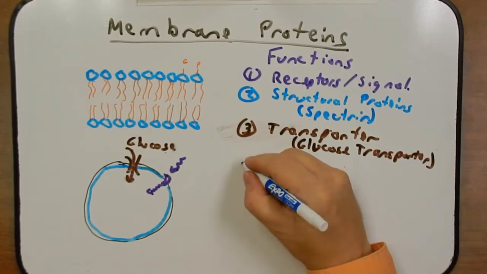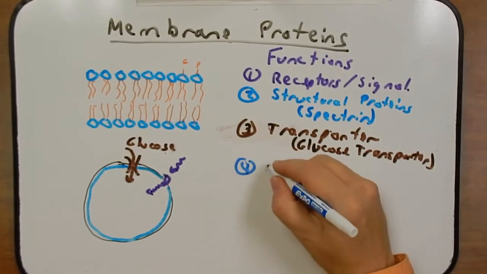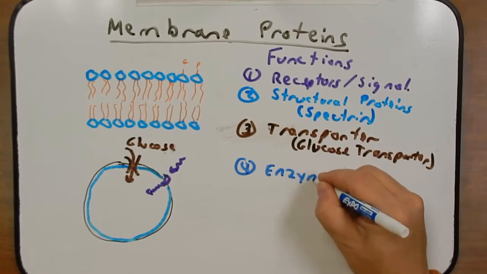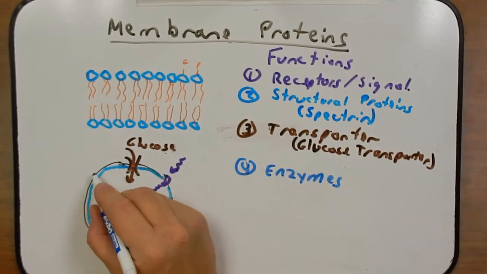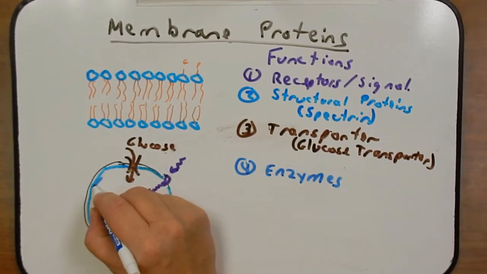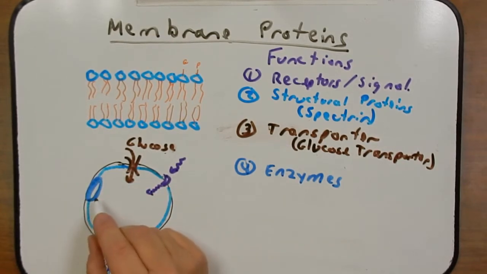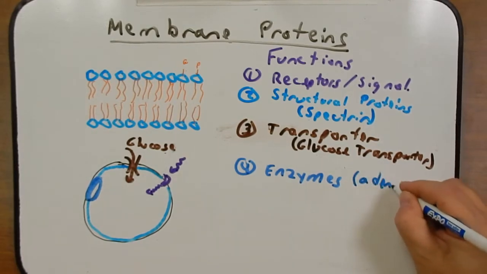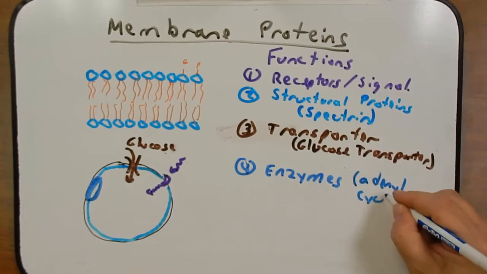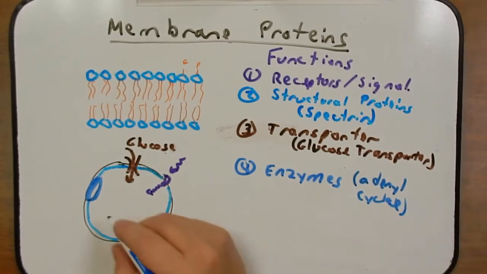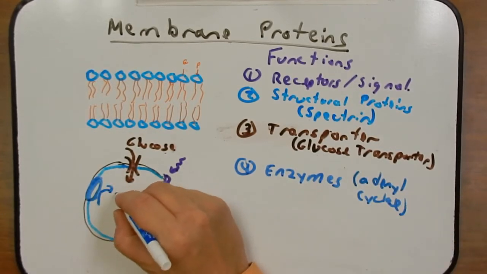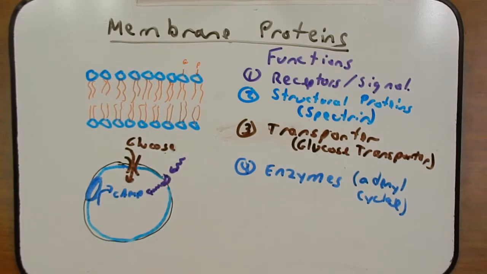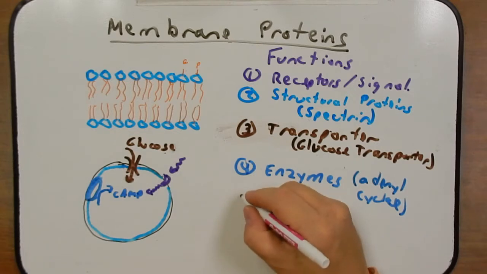Next, I want to bring up the example of enzymes. We've of course talked about enzymes a lot, and we will continue to talk about enzymes a lot, but enzymes can sit right here on the border of this plasma membrane and carry out enzymatic reactions. A good example of this is adenyl cyclase. Adenyl cyclase will catalyze the reaction to make cellular cAMP, cyclic AMP. This is a very important signaling molecule in the cell. Let's see, we have a couple more I want to talk about.